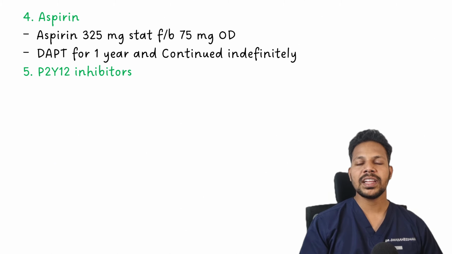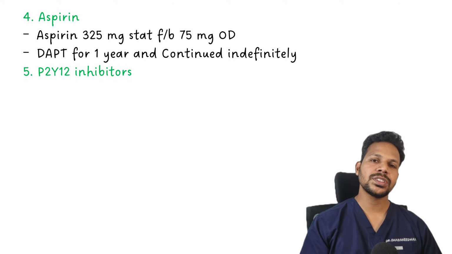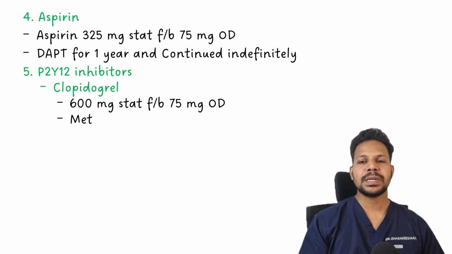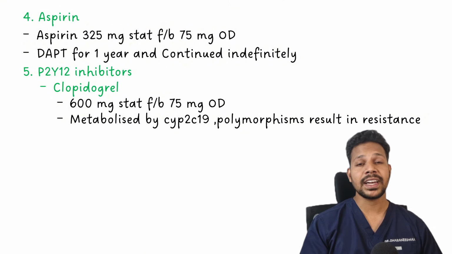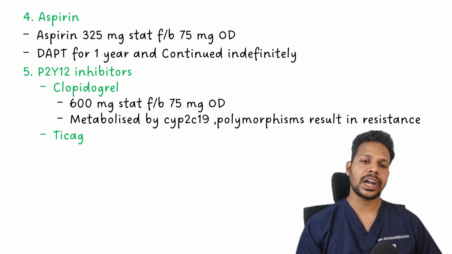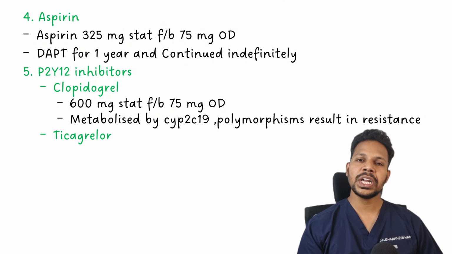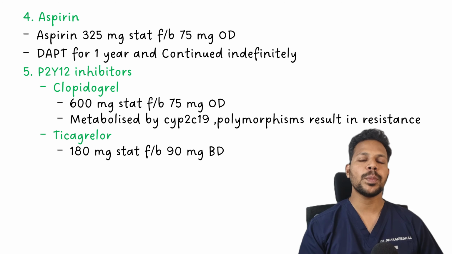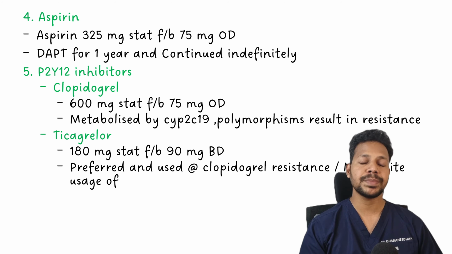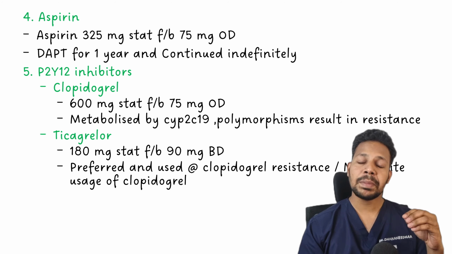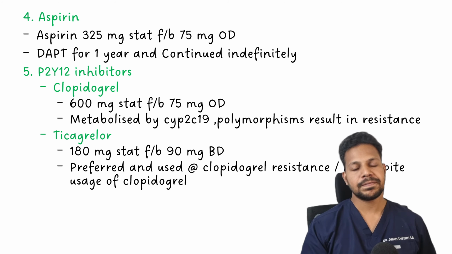The clopidogrel should be given as a bolus dose or a loading dose of 600 mg stat followed by 75 mg OD. The clopidogrel is metabolized by the CYP2C19 enzyme and the polymorphisms of this enzyme can result in resistance. The next drug is ticagrelor. Ticagrelor, the loading dose is 180 mg stat followed by 90 mg twice daily. This is preferred and used when the patient is having clopidogrel resistance or if the patient develops myocardial infarction while the patient is already on clopidogrel.